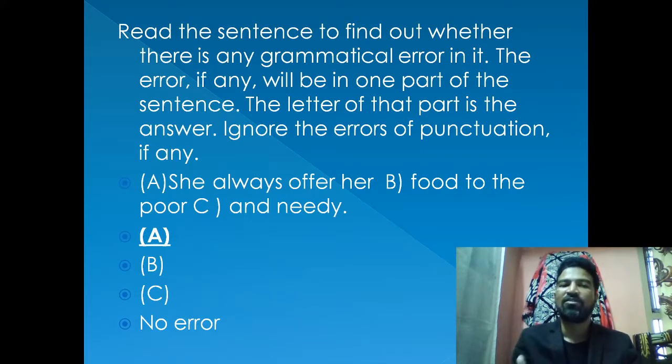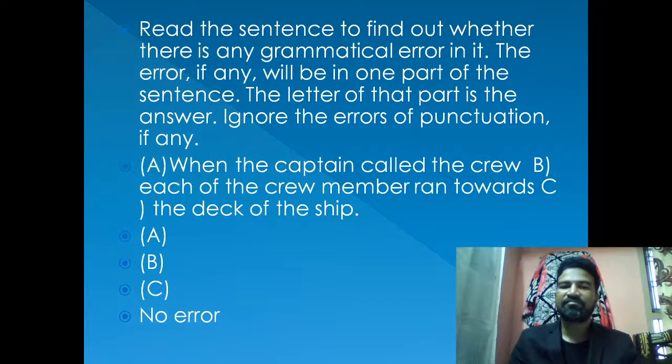We need to add, as you know, in simple present tense, when we use he, she, it, the third person singulars or the names of people, we always add "s" to the main verb. So she always offers her food. It should be that way, but it is wrongly given. So the error is in part A of the sentence. She always offer her food to the poor and needy. Option A is the correct answer.